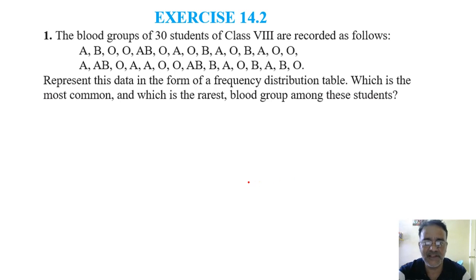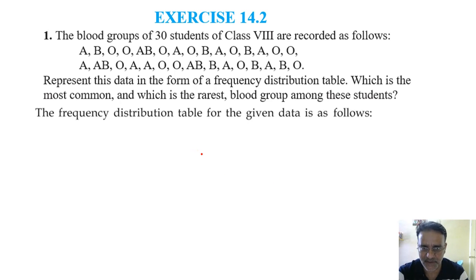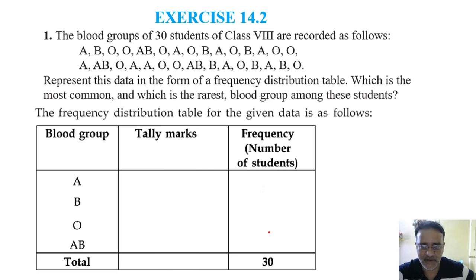Okay, so we'll start with the table. We'll make a frequency distribution table, right? I wrote 30 here because in the question it is given 30 students, so the total should come to 30. So let us start with blood group A.